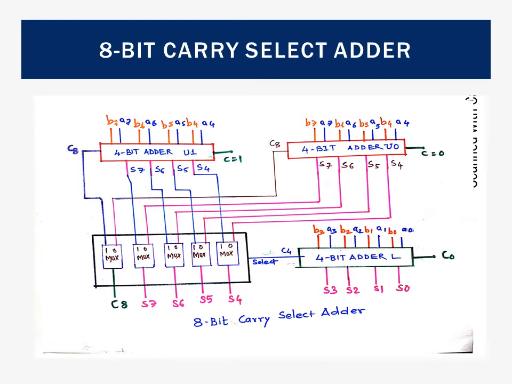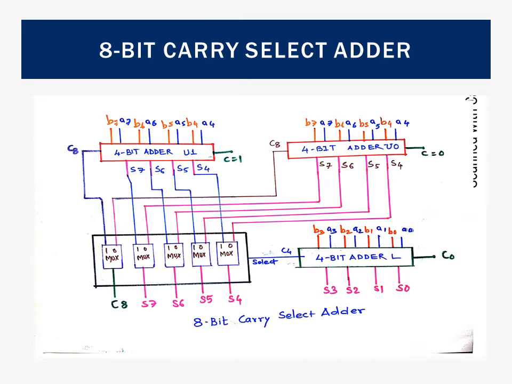Whereas the upper bits, that is A4, A5, A6, A7 and B4, B5, B6, B7, these are fed to both of these adders and the sum is produced as S4, S5, S6, S7, and here also S4, S5, S6, S7. The only difference is that this U0 is presuming carry in is equal to 0, and this U1 is considering carry in is equal to 1.